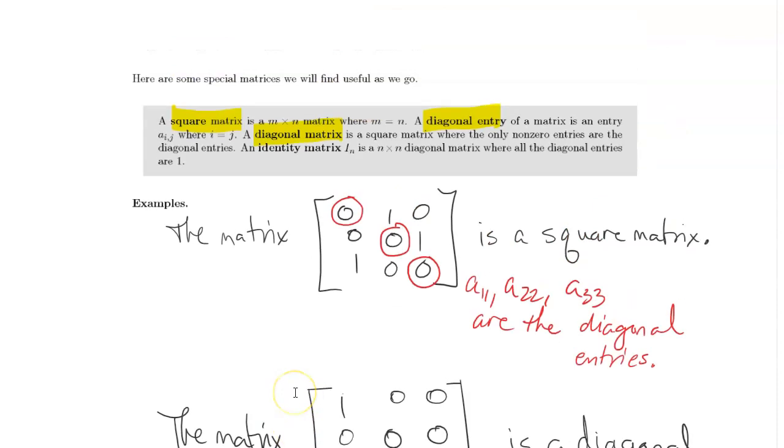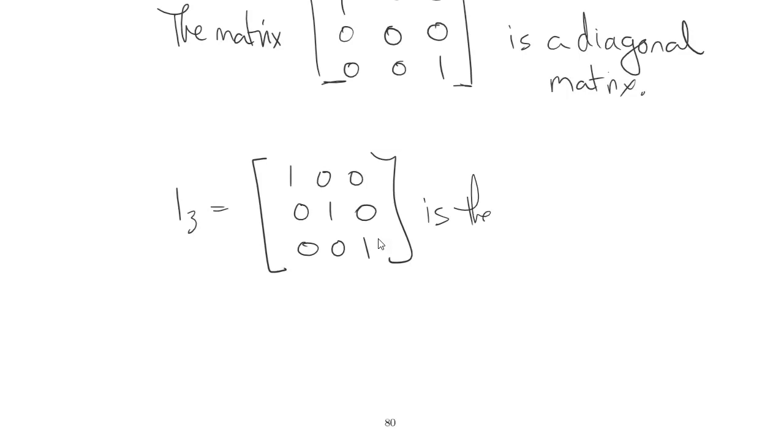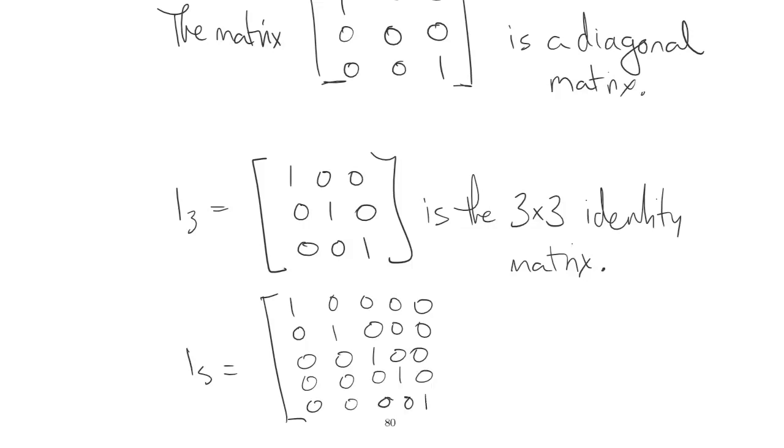And then finally, the identity matrix on N is the N by N matrix where all the diagonal entries are 1 and all the other entries are 0. So I3 is the matrix 1, 0, 0, 0, 1, 0, 0, 0, 1, the 3x3 identity matrix. So we say the identity matrix because there's one for every dimension. For example, I5 is the matrix with 1s along the diagonal and 0s everywhere else. That's the 5x5 identity matrix.